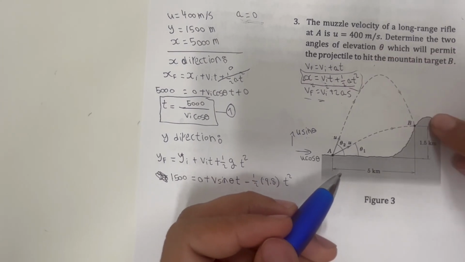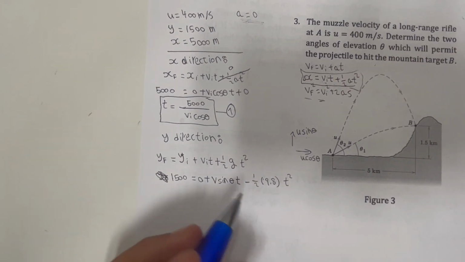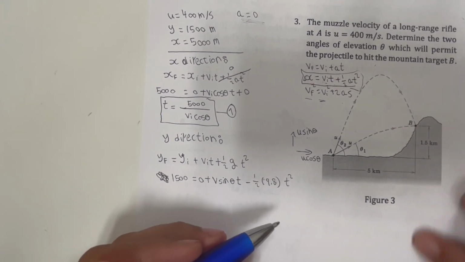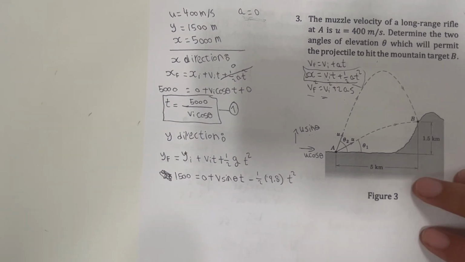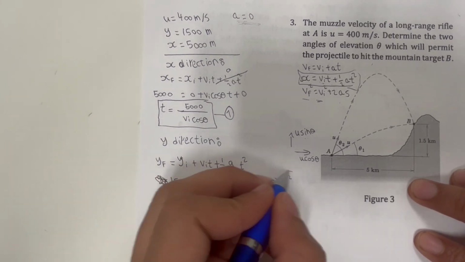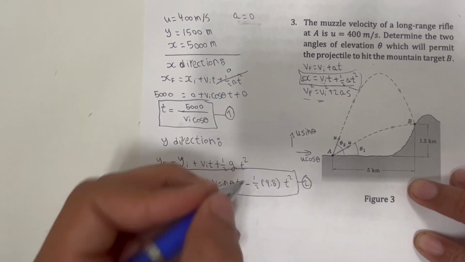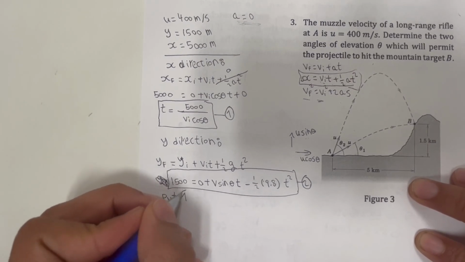If up is negative, down is positive, no matter what you want, but I usually like to do that to not make it complicated for me. Up is negative, down is positive. Okay, so I think that is the second equation. Okay, so let's put 1 and 2.